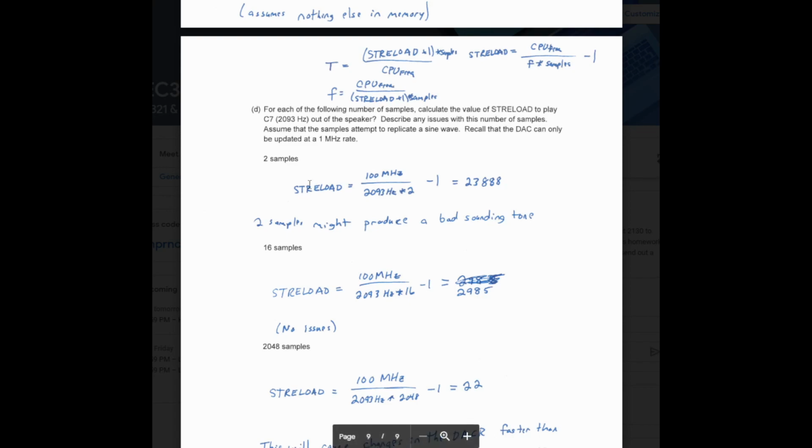So for the first one, if we have 2 samples, 100 megahertz is set. That's our CPU frequency. 2093 is set by the problem. That's the frequency we want to play. Times 2 samples is set by this subproblem. Minus 1 gives us an ST reload value of 23888. The issue with this is that 2 samples might produce a bad sounding tone because it's just low and high, right? So we wouldn't have a very nice looking sine wave, though if we're playing it fast enough, maybe it doesn't matter. But it's not going to produce a very good pure tone.